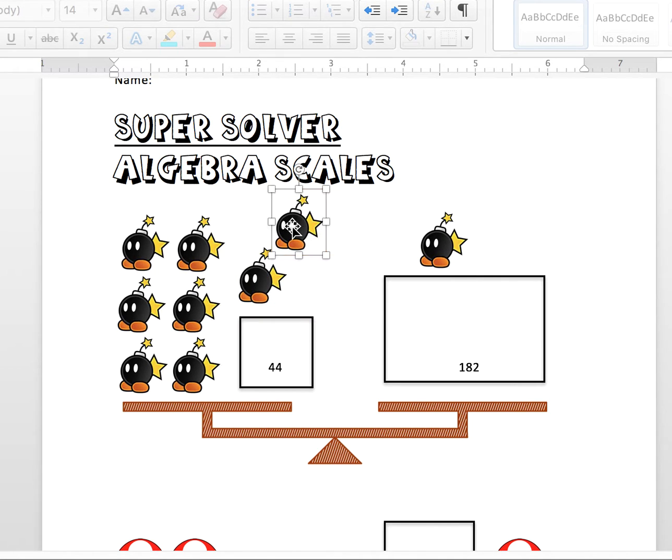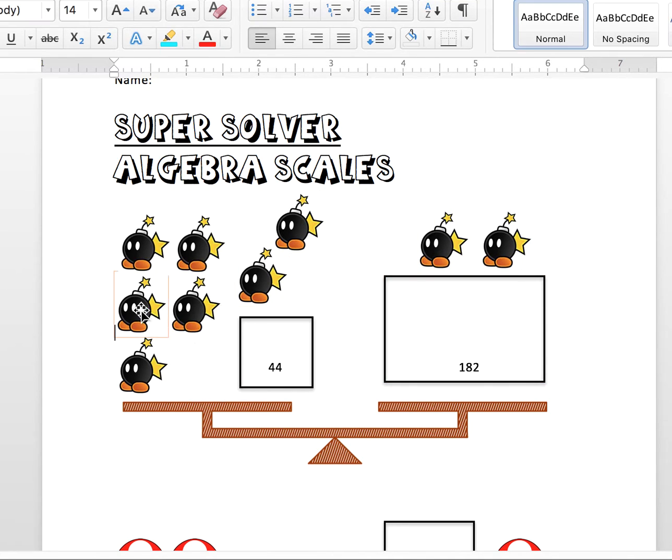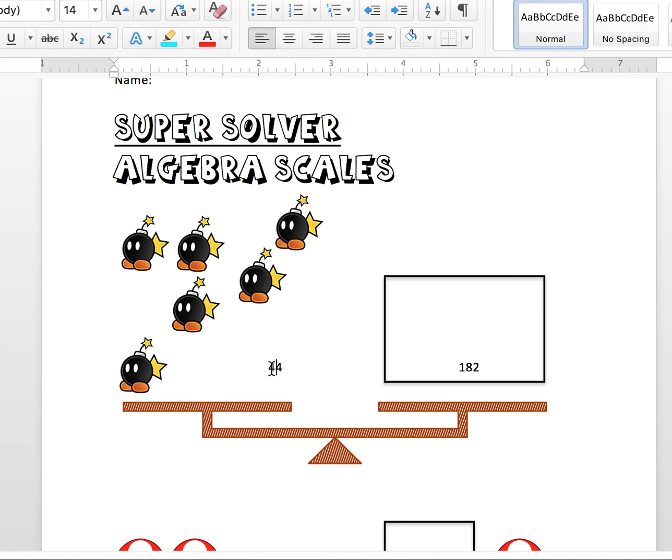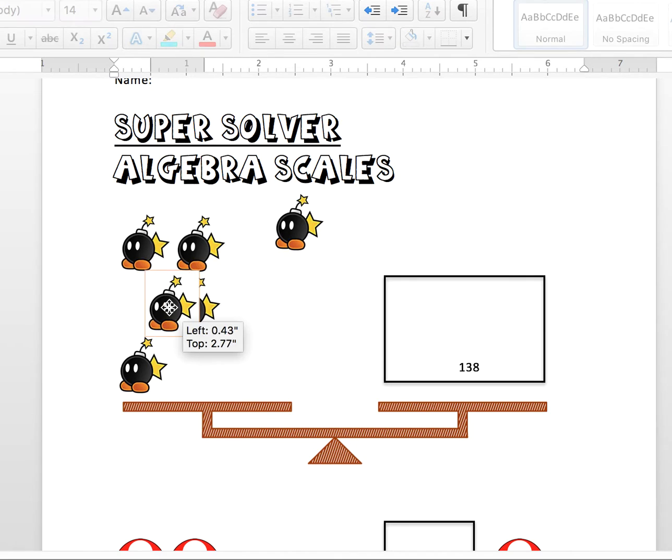We could add another bomb. It's still balanced. Now we could take away 2 bombs. Still balanced. So we can use that to find the value of 1 bomb. Because look, right here we have 44 on the left side. So let's take away 44 pounds from the left, and also from the right. So 182 minus 44 is 142 minus 4, 138. Right?